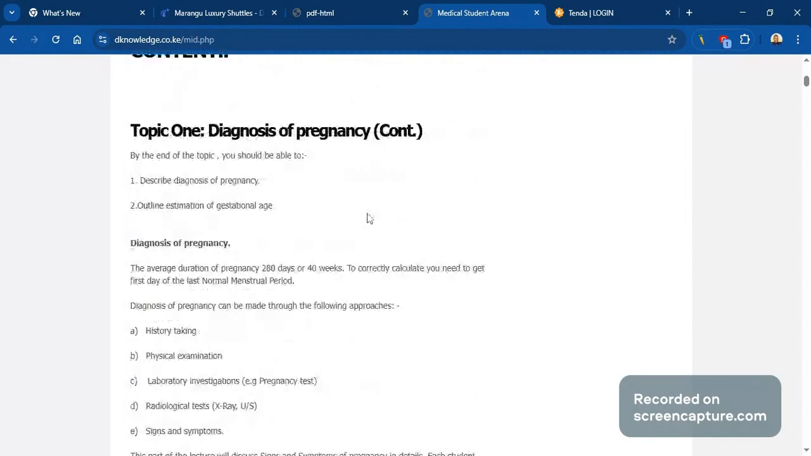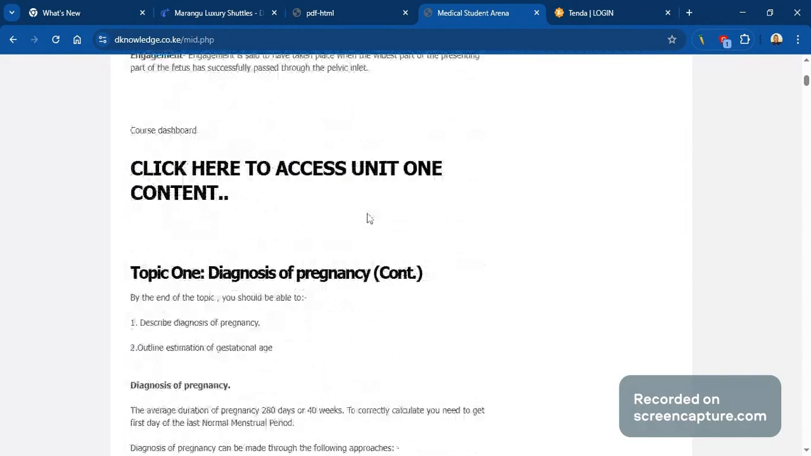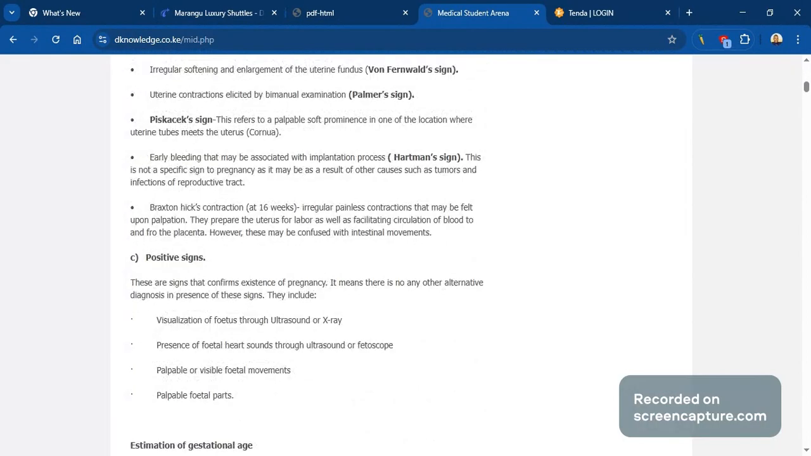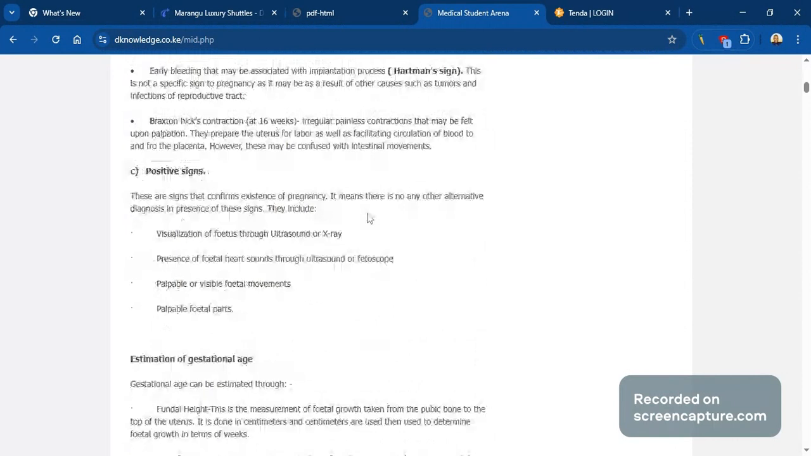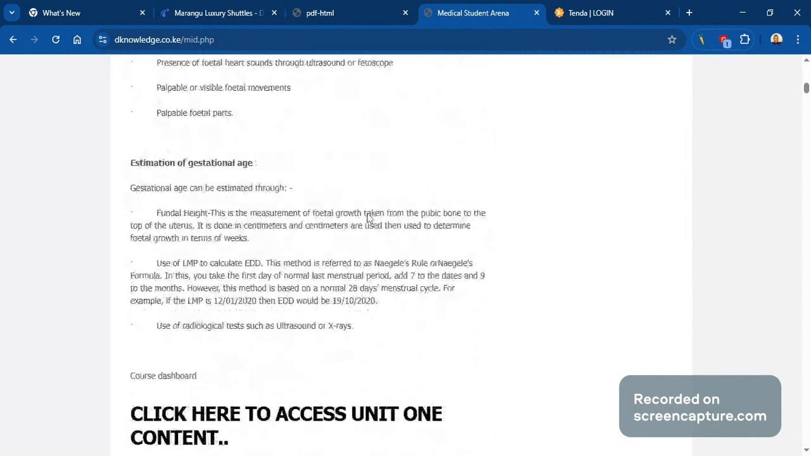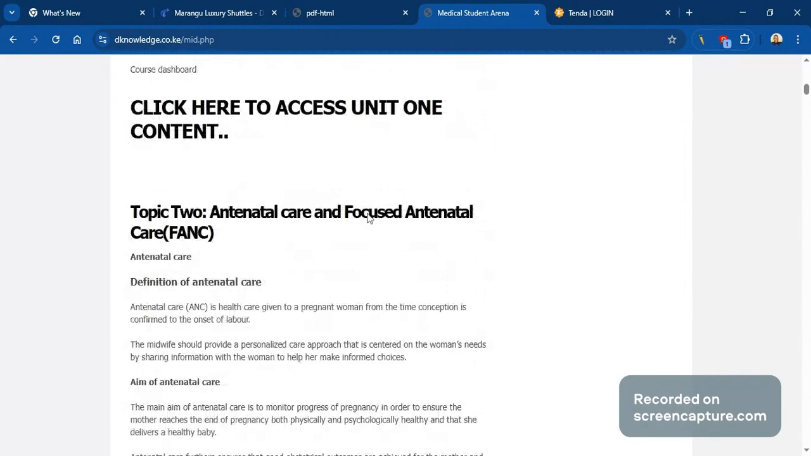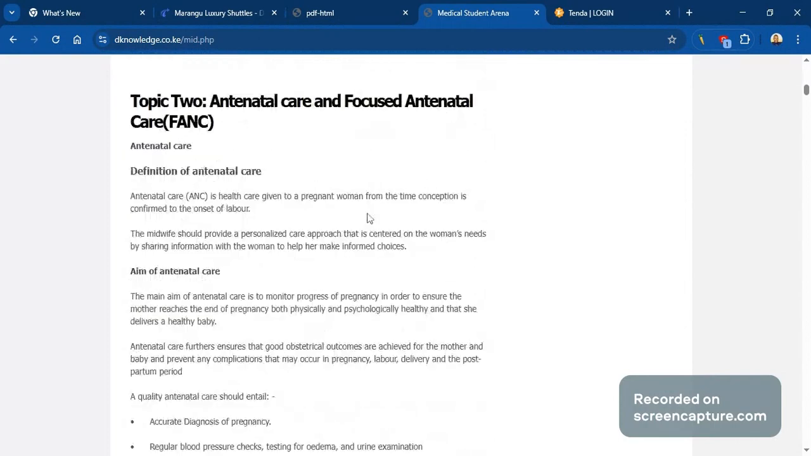So a pregnant mother is expected to go to the hospital for many purposes, okay? So apart from diagnosis of pregnancy, also to check and determine the health status of the baby and all that. Now, today on the midwifery, as I've said, we are going to check on the FANC schedule of visit. That is focus antenatal care.